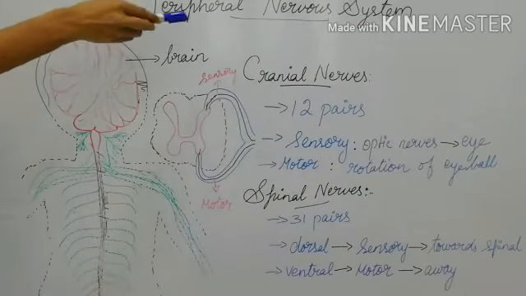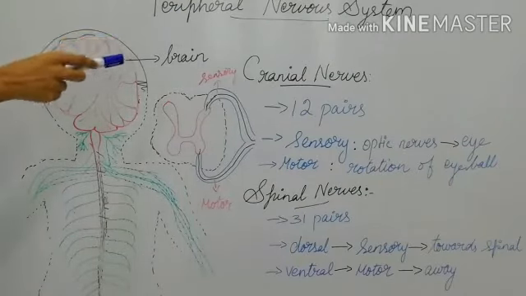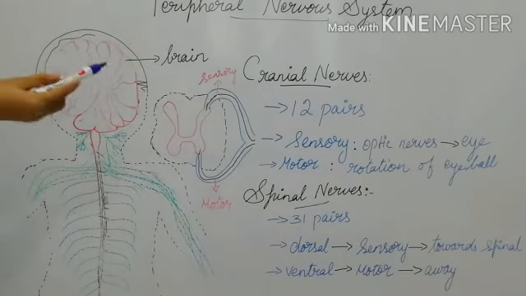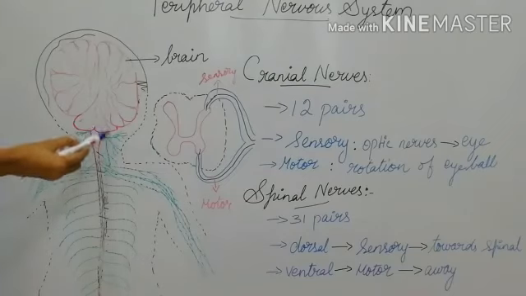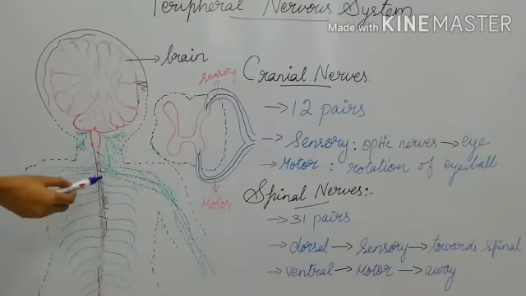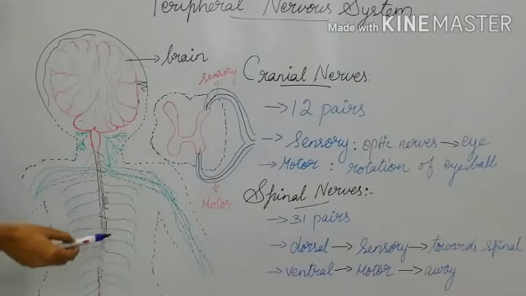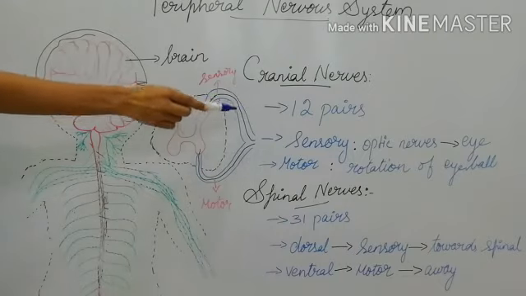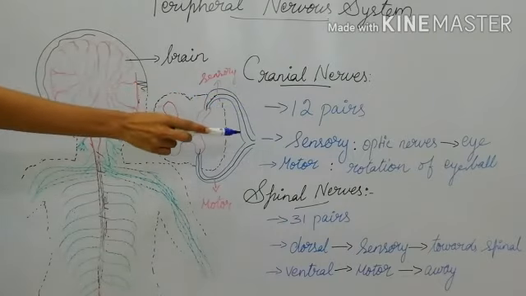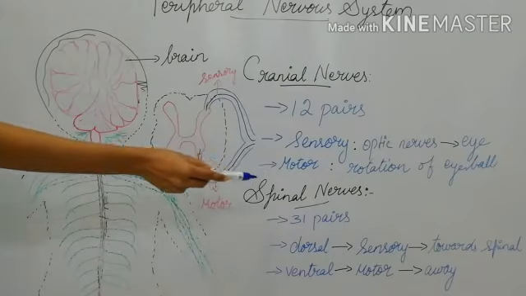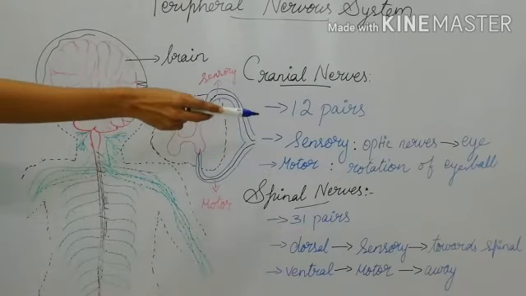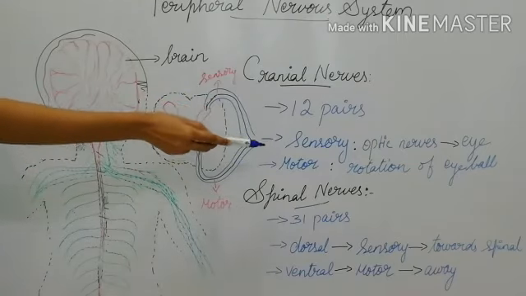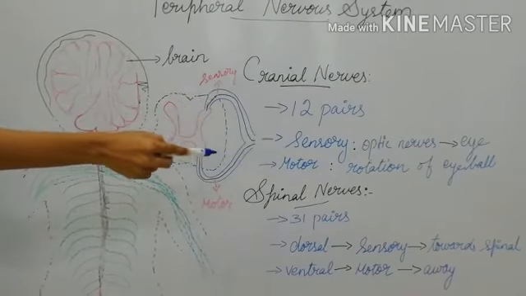Here we can see the peripheral nervous system. This peripheral nervous system consists of cranial nerves and spinal nerves. The nerves which arise from the brain are called the cranial nerves, and the nerves which arise from the spinal cord are called the spinal nerves. These cranial nerves consist of 12 pairs of nerves, and some are sensory and some are motor. An example of sensory nerves are the optic nerves, which stimulate the eye, and the motor nerves help in the rotation of the eyeball.